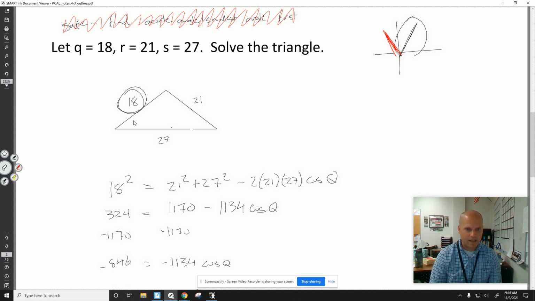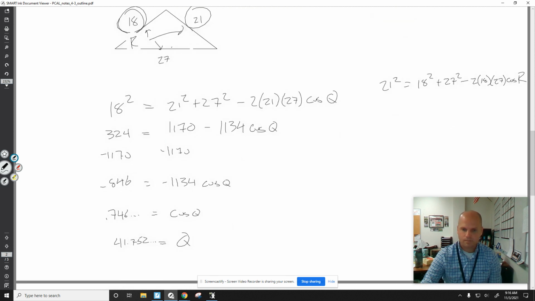So let's just find angle R, which will be right here. I'm going to set up the law of cosines using angle R. Once I find angle R, I have angle Q, I'll be able to find angle S by subtracting them from 180. Okay, so set up your trident situation. We've got opposite, the one that's going to be on the outside. So I have 21 squared equals 18 squared plus 27 squared minus 2 times 18 times 27 times the cosine of capital R, angle R.